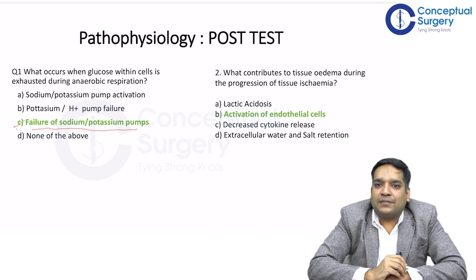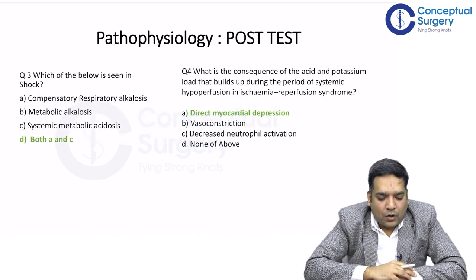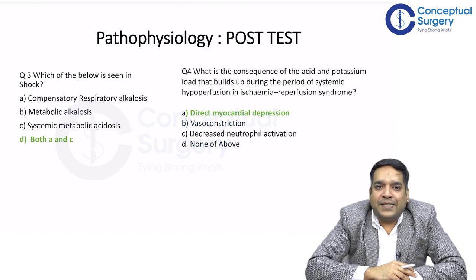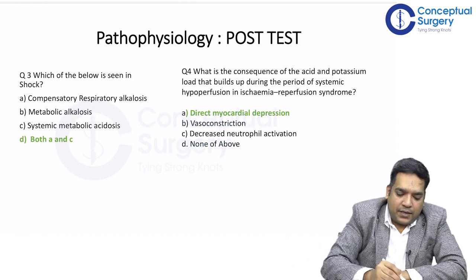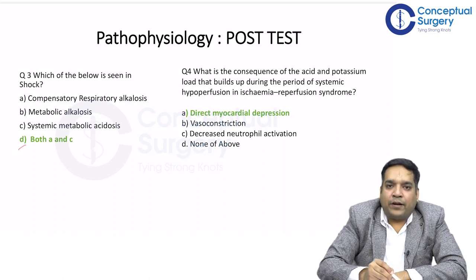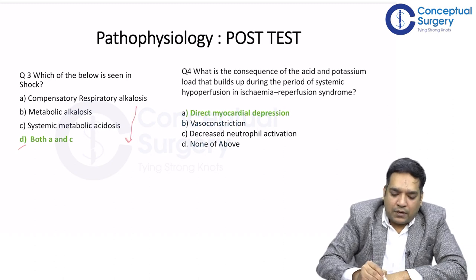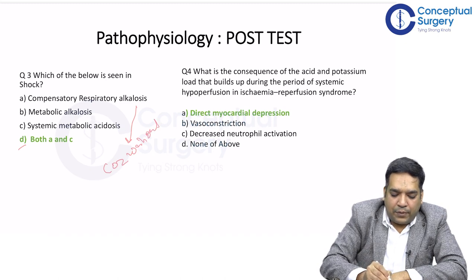Question number 2 answer is activation of endothelial cell. So, endothelial cell activation leads to tissue edema during the progression of tissue ischemia. Question number 3, which of the following is seen in shock? Answer is D. Compensatory respiratory alkalosis happens because of carbon dioxide washout, right? And this is happening because of lactic acid accumulation.